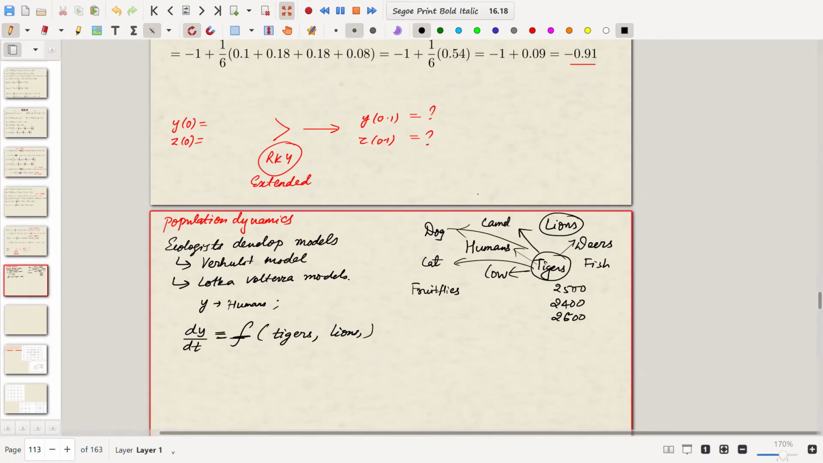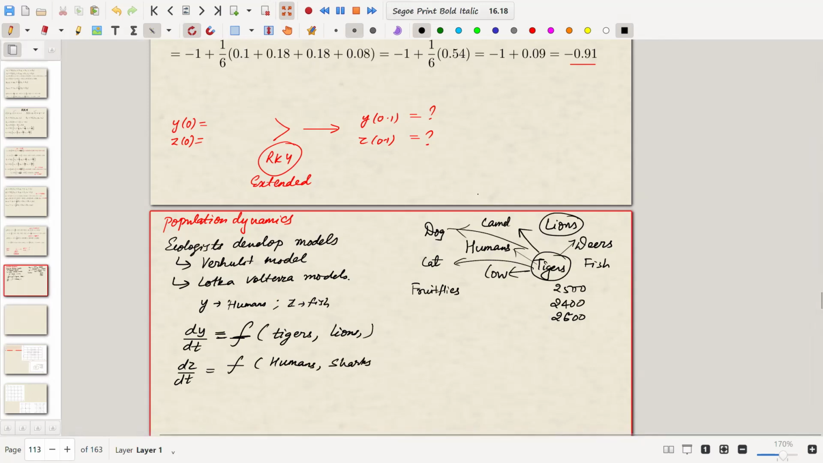Now suppose Z is fish. Now dz by dt is equal to how many humans have trapped them. Anything else? How many sharks have eaten them? Can you see that this is a coupled system? The rate of change of humans depends on tigers, lions. Now the rate of change of fish also depends on humans. So they depend upon each other. That means they are coupled.